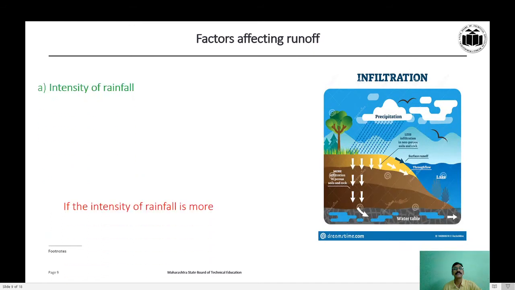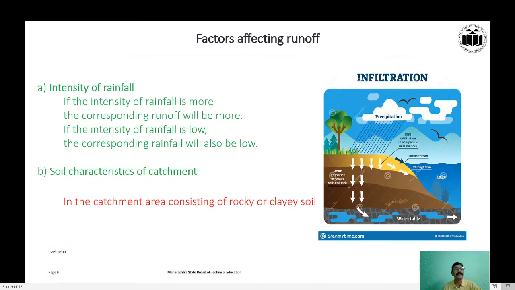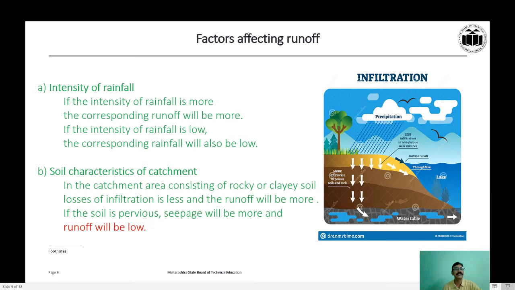So let us discuss the factors affecting runoff one by one. So first factor is intensity of rainfall. If the intensity of rainfall is more, the corresponding runoff will be more, and if the intensity of rainfall is low, the corresponding runoff will also be low. Second factor is soil characteristics of catchment. In the catchment area consisting of rocky or clay soil, losses of infiltration is less and the runoff will be more. If the soil is pervious, seepage will be more and runoff will be low.